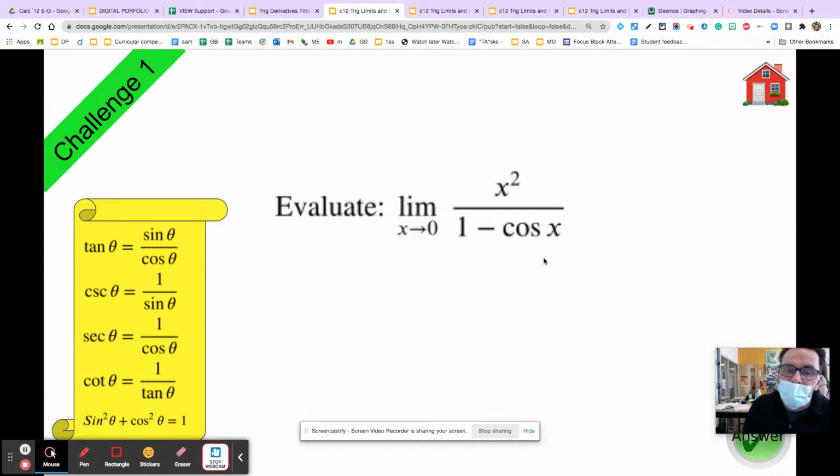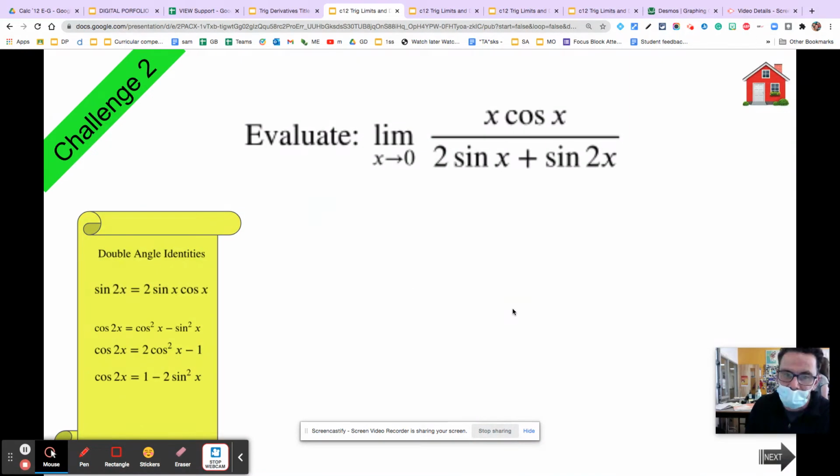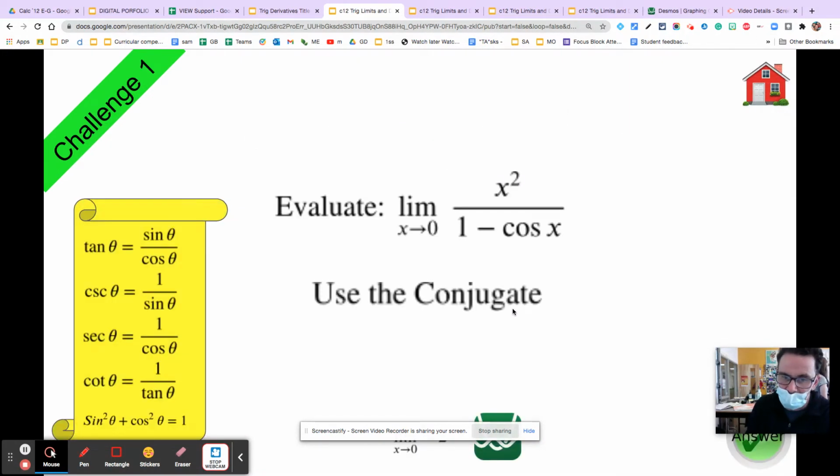All right. So at first glance here, we did one very similar to this in the last lesson. You're basically going to want to multiply top and bottom by 1 plus cos x. You'll notice that there's not a ton of support here, and that's your first move. So multiply top and bottom by 1 plus cos x, use the Pythagorean identities, and go from there.